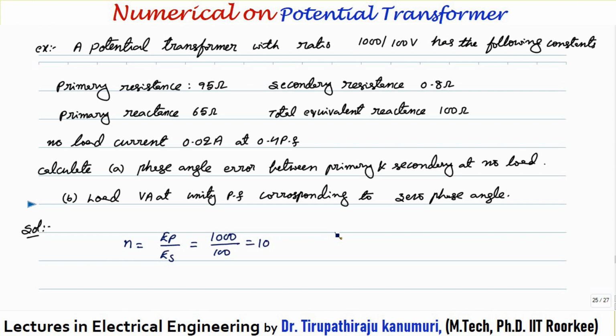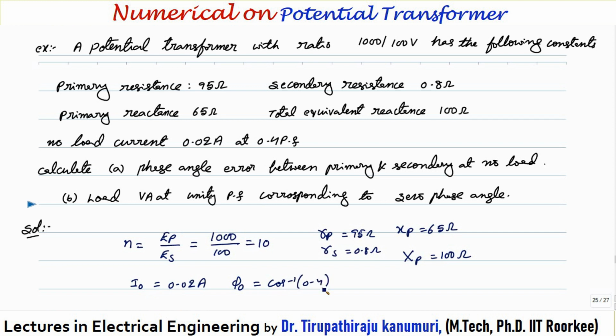Then some constants are also given. Primary resistance RP is equal to 95 ohms. And then the secondary resistance RS is given as 0.8 ohms. Then primary reactance is given as 65 ohms, and total equivalent reactance capital X referred to the primary side is given as 100 ohms. So now the value of the no load current is mentioned. I0 is equal to 0.02 amperes, and it is also mentioned the value of phi naught. So phi naught is cos inverse of 0.4.